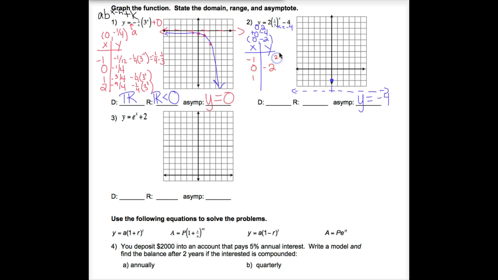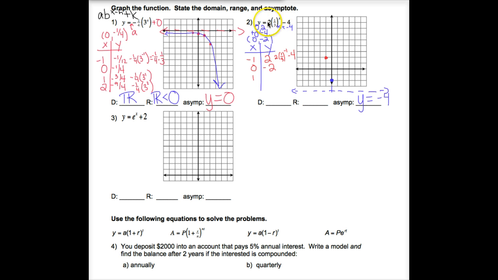So I've got 2 times 1/3 to the -1st minus 4. So 1/3 to the -1st, remember negative exponents you flip. So this becomes 3/1 to the first power. 2 times 3 is 6, minus 4 is 2. So -1, 2.